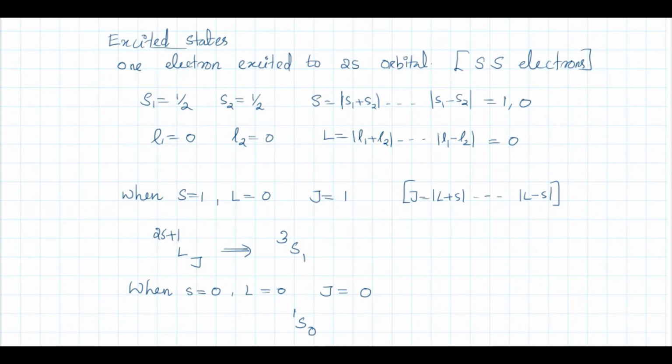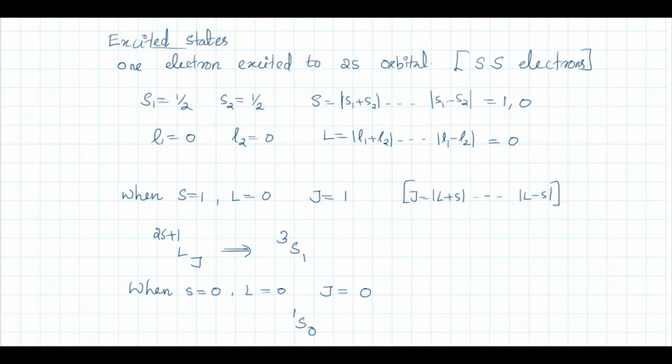S1 is half, S2 is half, and the total S, depending on whether both are in the upspin or one in the upspin and the other in the downspin, can have values from mod S1 plus S2 to mod S1 minus S2. That is, here you can have two values, half plus half. If both are in the upspin or both are in the downspin state, then mod S1 plus S2 becomes 1.